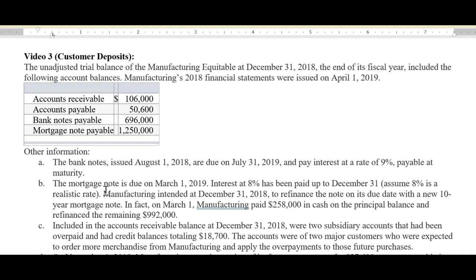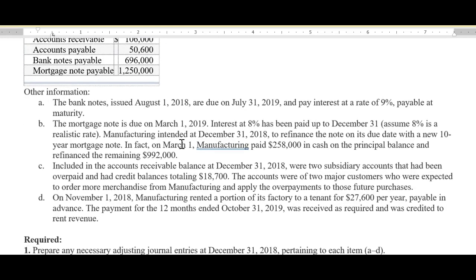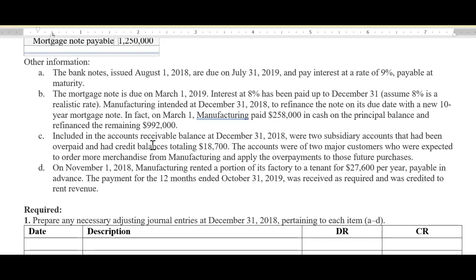We've got accounts receivable of $106,000, accounts payable of $50,600, a bank note payable of $696,000, and then a mortgage note payable of $1,250,000. Then it lists the other information. It says, number 1, required, prepare any necessary adjusting entries at December 31st, 2018 pertaining to each item A through D. So let's look through each item and determine, do I need to do an adjusting entry as of December 31st? So let's start with the first one.